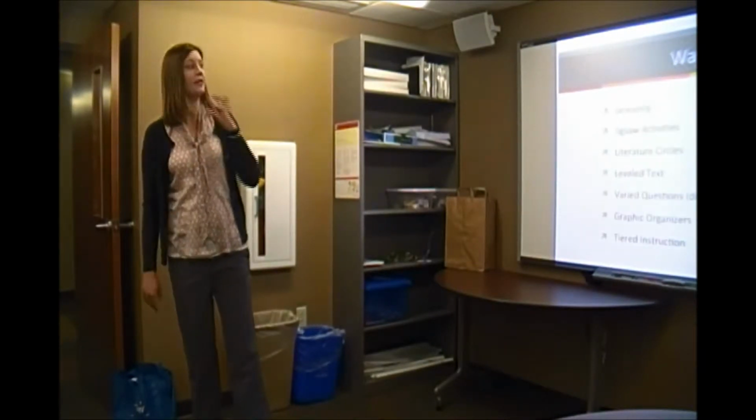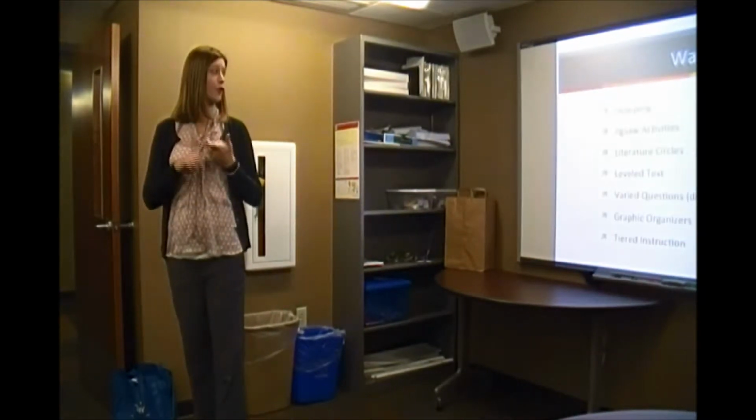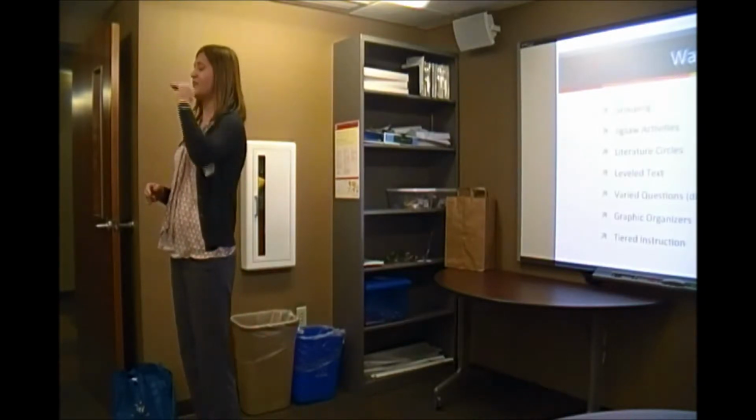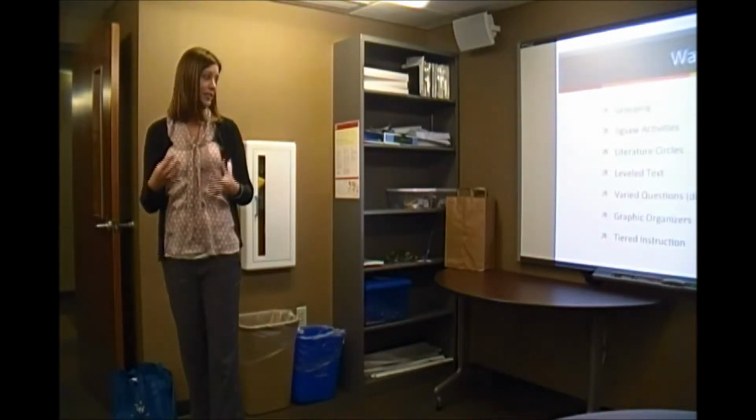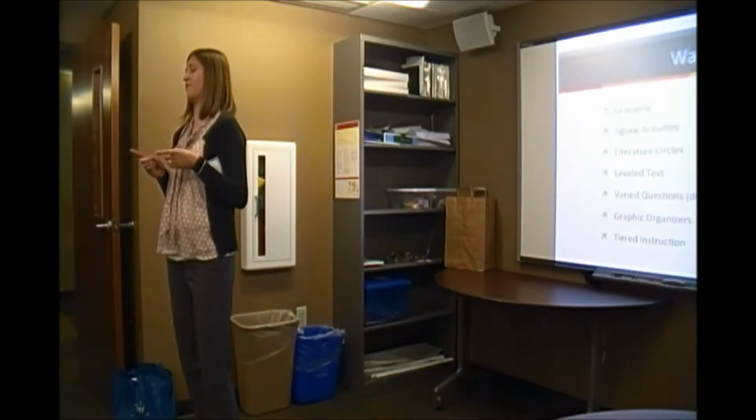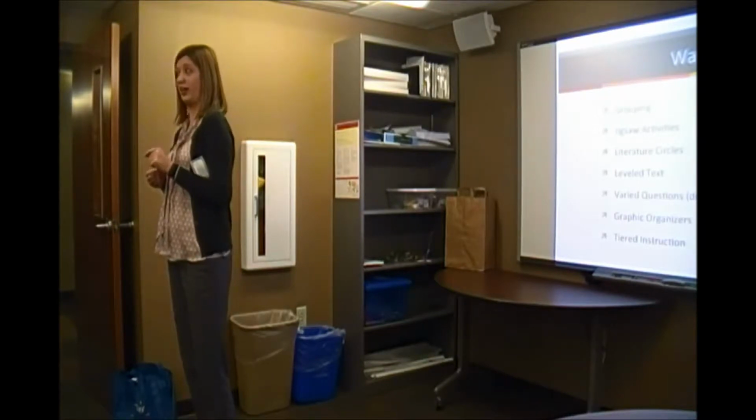Go ahead. These are some of the ways you can differentiate, okay? Grouping, jigsaw, literature circles, leveled text, varied questions. So you're going to ask different levels of Bloom's taxonomy all about the same point. Graphic organizers, easy way to differentiate. Normally there's a lot of resources on it. Make a little star by that because you can get graphic organizers real easy.